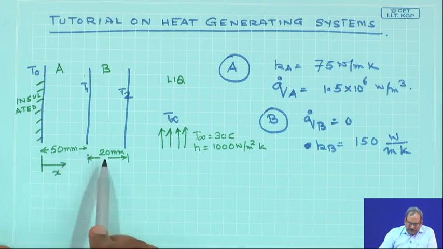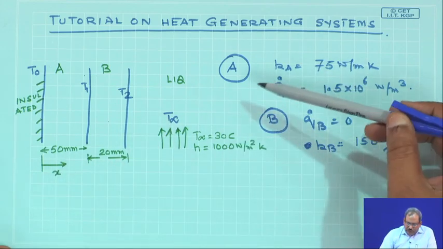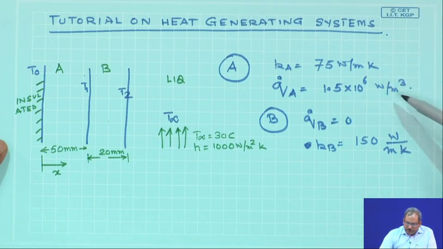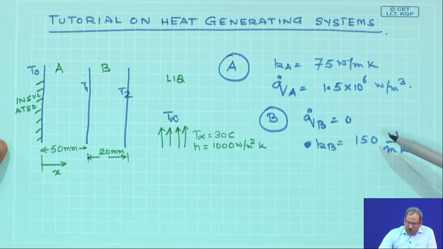The thicknesses are different, and the wall A has a thermal conductivity of 75, and the amount of heat generation in this case is 1.5 into 10 to the power 6 watt per meter cube. And when we consider the wall B, it has no heat generation capability. However, the thermal conductivity of this is twice that of A.